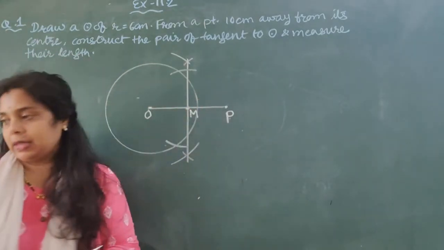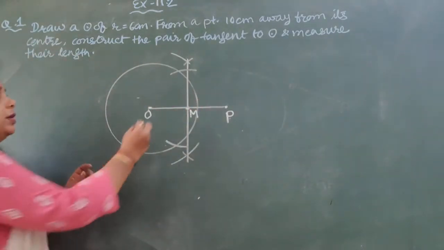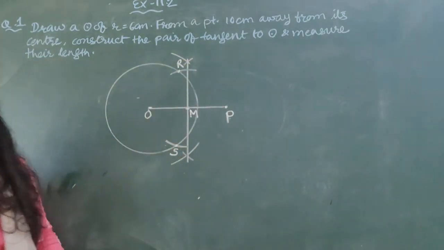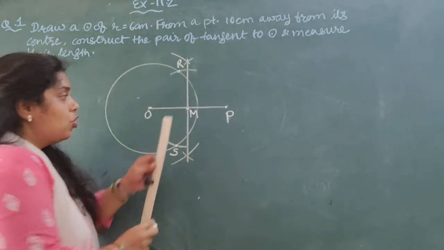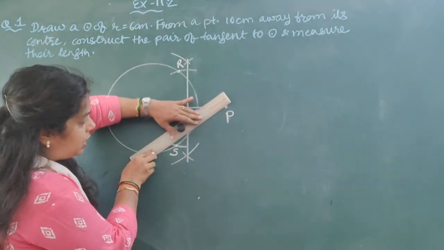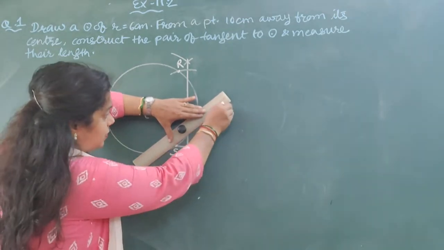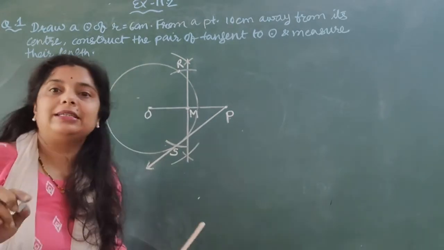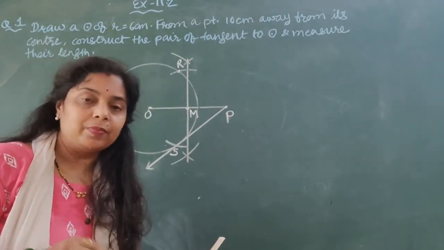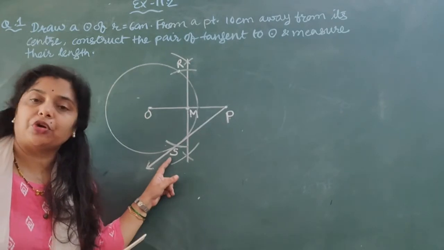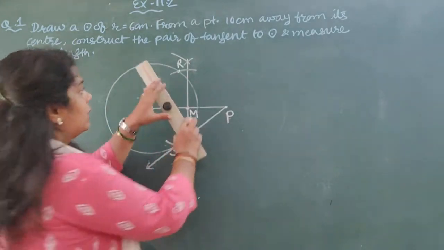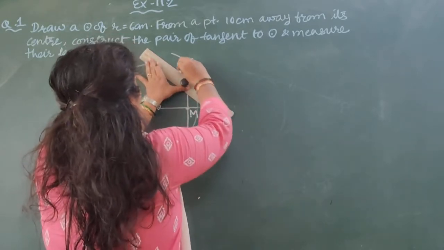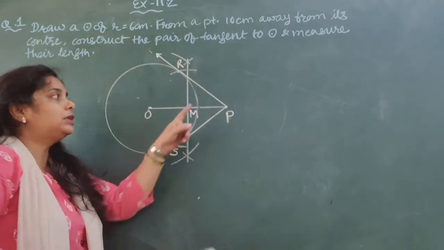Is it clear? Now I am giving a name here. This is R and this is S. Now I have to draw a line from the exterior point P, passing through S. So now this line is called a tangent. This is the first tangent, which is passing through S. It means the point of contact is here, S. Now similarly, I have to pass a line from P through R. So this is the other tangent.